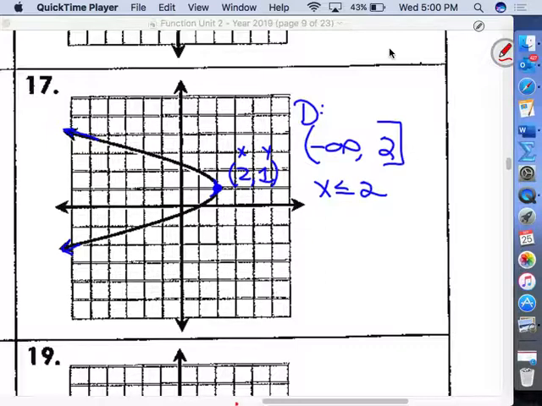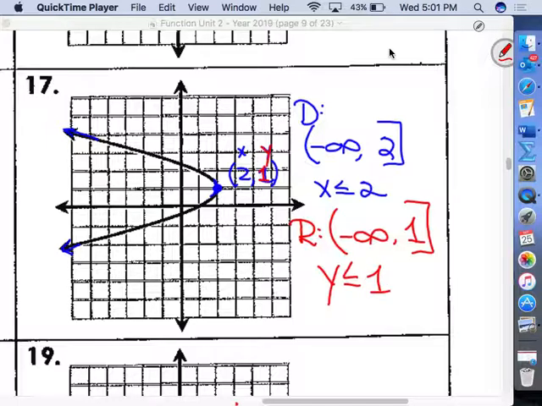To look at the range, and I'll change colors. To do the range, I'm only concerned with the y values. So my range will be very much the same, negative infinity, coming up to positive 1 with the hard bracket. And then I'm going to use the variable y for my range. All of my range values are less than or equal to positive 1.